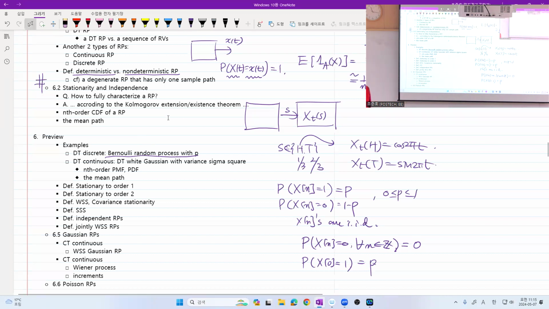Anyway, in general, it's not easy to fully characterize a random process, but sometimes we may use a measure theoretic definition, or we may use some non-measure theoretic approach. And the theorem that links these two approaches is Kolmogorov's extension theorem, or existence theorem, or consistency theorem. And Kolmogorov's idea is based on how we fully characterize a random vector.